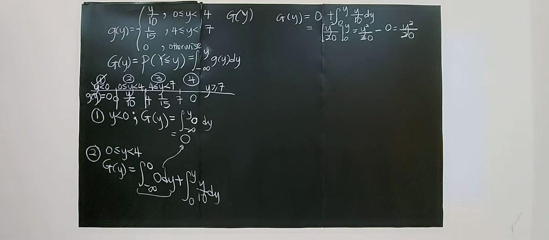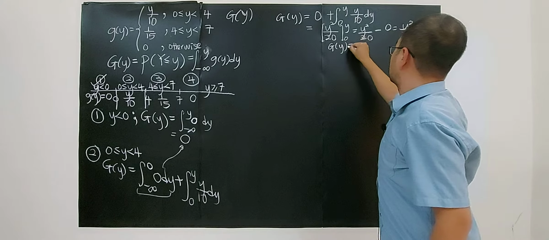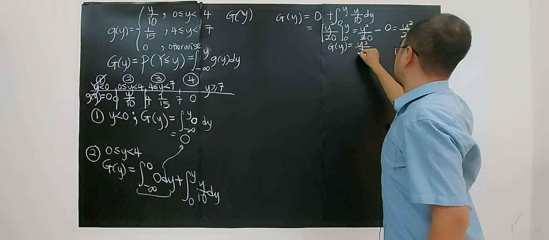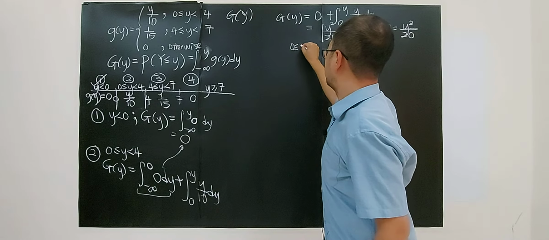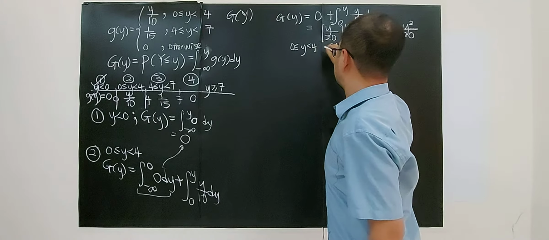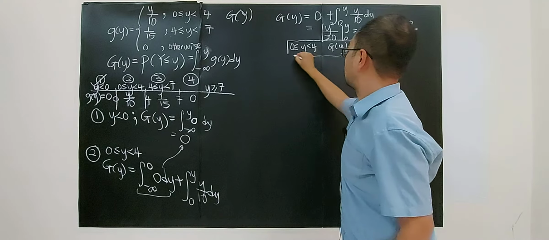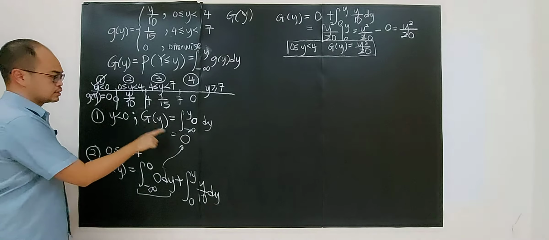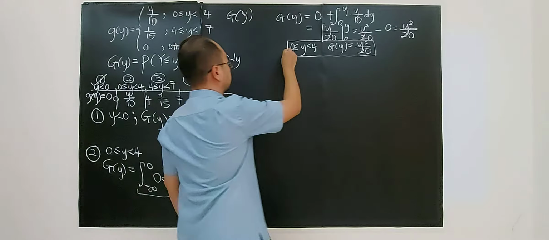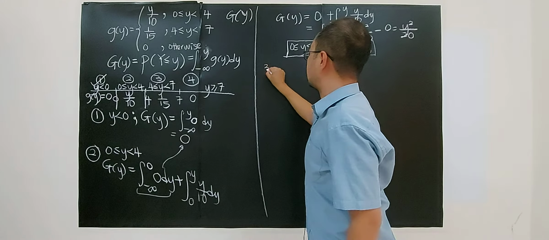Right? So now you know that the G(y) for this case here is y square over 20. This is for the interval 0 up to 4. Whereas for the first interval it will be 0. Okay, now you can see the pattern again. So this is for the second interval. Now go for the third interval.